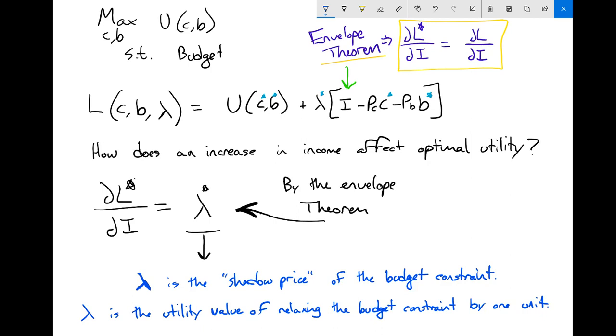It's how much your budget constraint costs you in terms of utility. It's how much utility you lose if your income goes down, making your budget constraint more binding. Or it is the amount of utility you gain if your income goes up by 1 unit. So it's basically the utility value of that budget constraint. Okay.